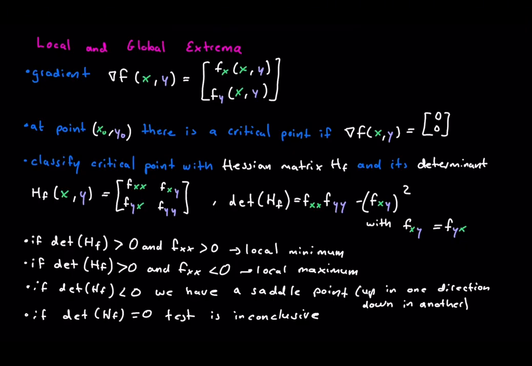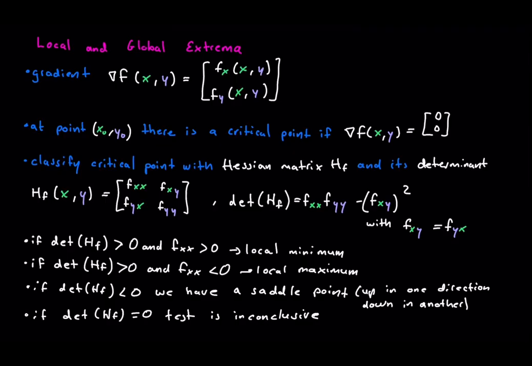To classify a critical point, we use the Hessian matrix, which contains all second partial derivatives. We compute its determinant, D equals f_xx times f_yy minus (f_xy) squared. This number tells us how the surface bends near the critical point, whether it curves up, down, or does both. Here's the second derivative test.